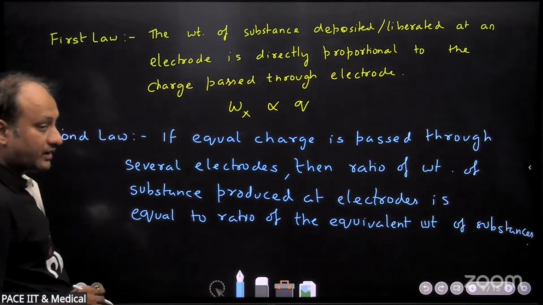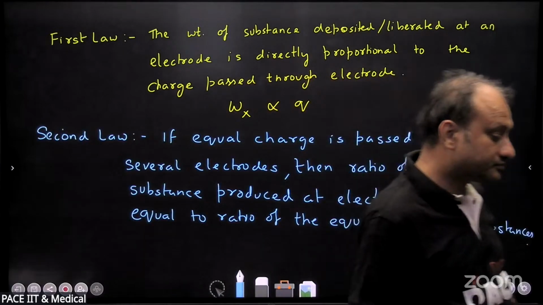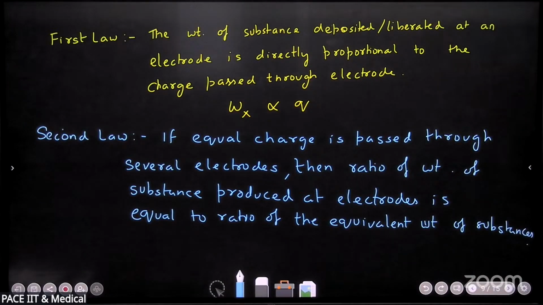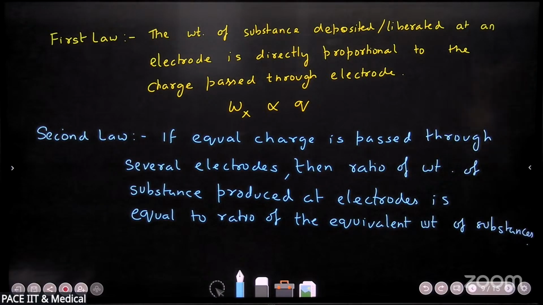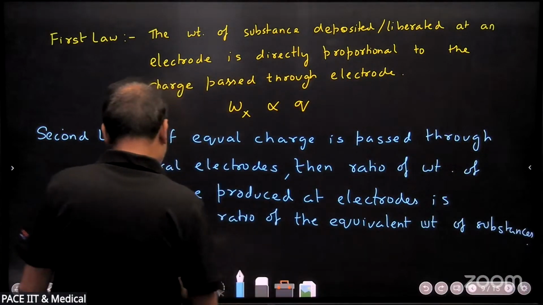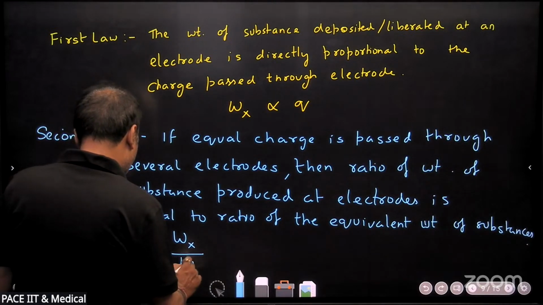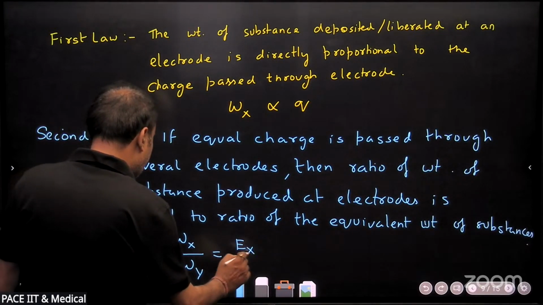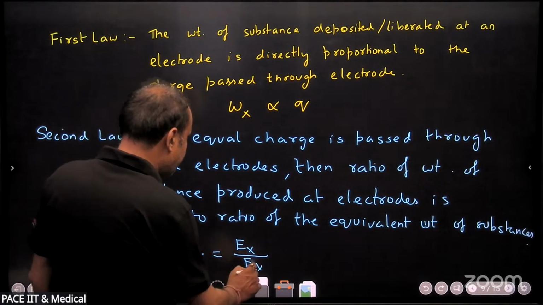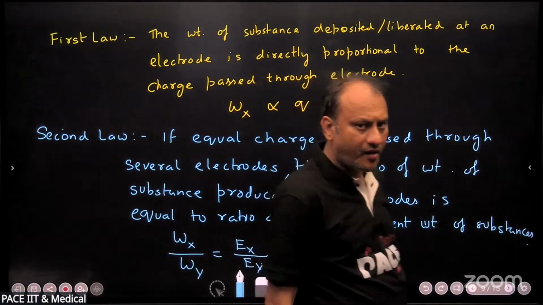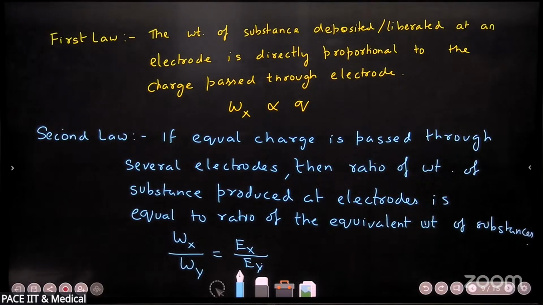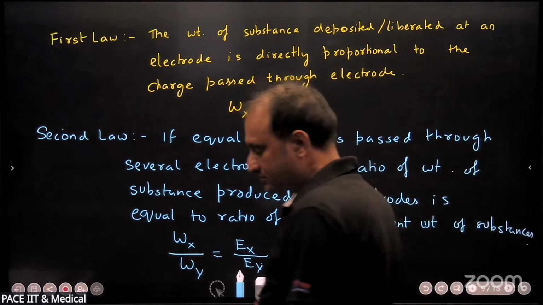So basically, if at two different electrodes, let's say at the first electrode a substance X is being liberated, and at the other electrode some substance Y is being liberated, and we are passing the same charge through both electrodes, then according to this law, weight of X by weight of Y will be equivalent weight of X by equivalent weight of Y. So by these two laws of Faraday, we will calculate the weight of substances produced at various electrodes. Okay.